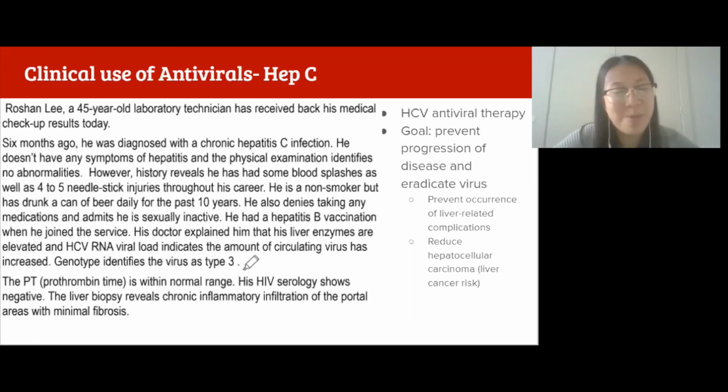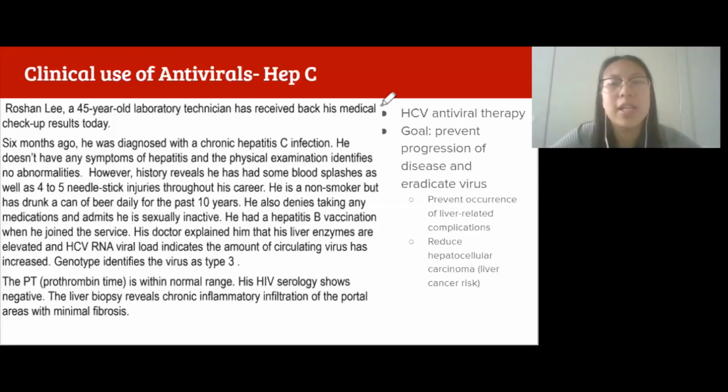So really, as soon as you get a prompt like this, you'd want to hop onto the therapeutic guidelines and see what they say, because there's a lot of detail they've mentioned here. Post-normal time is normal. That's an indicator of how well your liver's working, how long it takes for your blood to clot. HIV serology shows negative. Liver biopsy shows chronic inflammatory infiltration of the portal areas with minimal fibrosis. So little scarring, but he's got chronic inflammation.